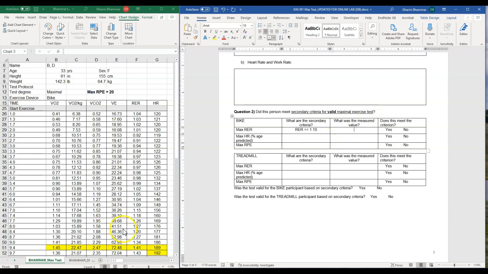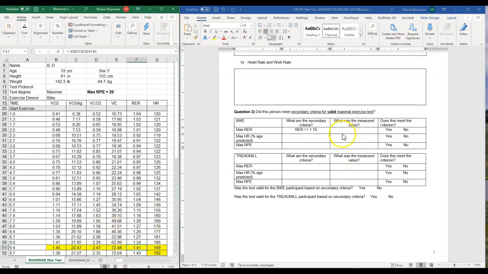What was the measured value? The highest RER here is 1.41. And does this meet the criteria? Yes, it does. So I'll just bold it. And then you do this one, and then you have to decide whether the participant's bike test was valid.